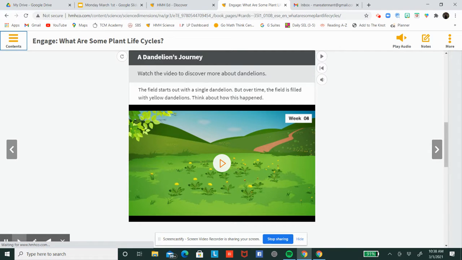And you've got 2 pictures on page 185. So it says, the field starts out with a single dandelion, so just one. But over time, the field is filled with yellow dandelions. Think about how this happened. So let's watch our video.